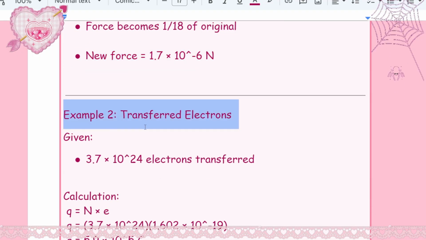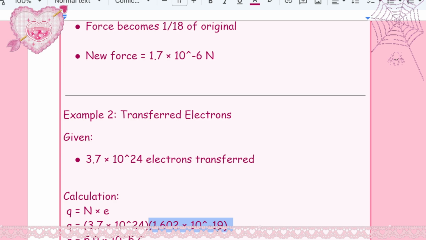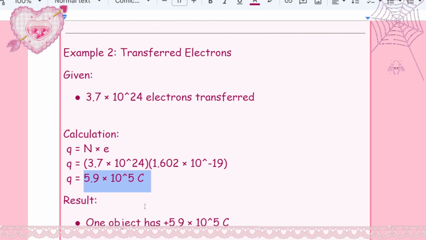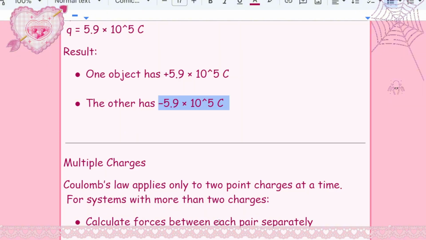Now, example 2, transferred electrons. We are given 3.7 times some power of ten electrons that are transferred, so we're transferring electrons to something. Remember that n is the number of electrons we're adding or taking away. So we multiply this number by the constant charge of an electron, and this is the charge of the transferred electrons. One object is going to have this amount and one is going to have that, because one is gaining electrons, so it becomes more negative, and one is losing electrons, so it becomes more positive.